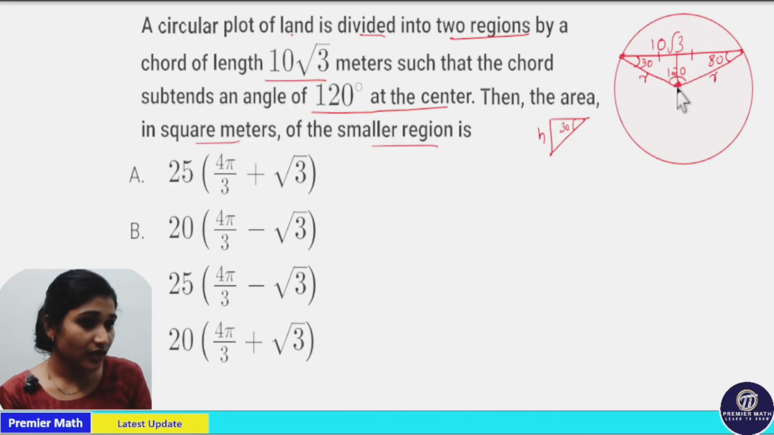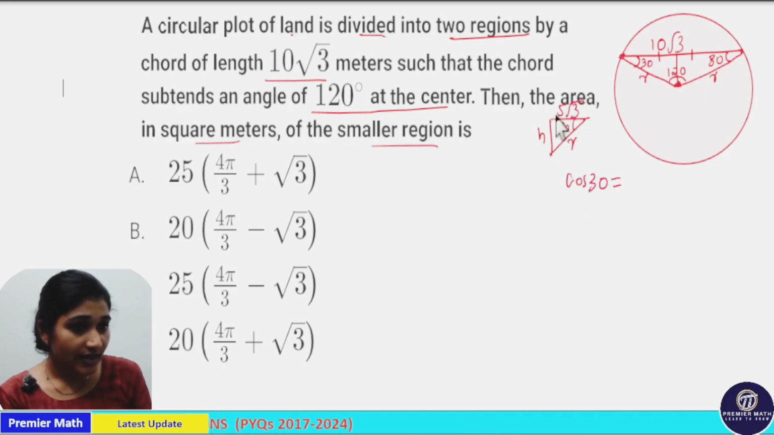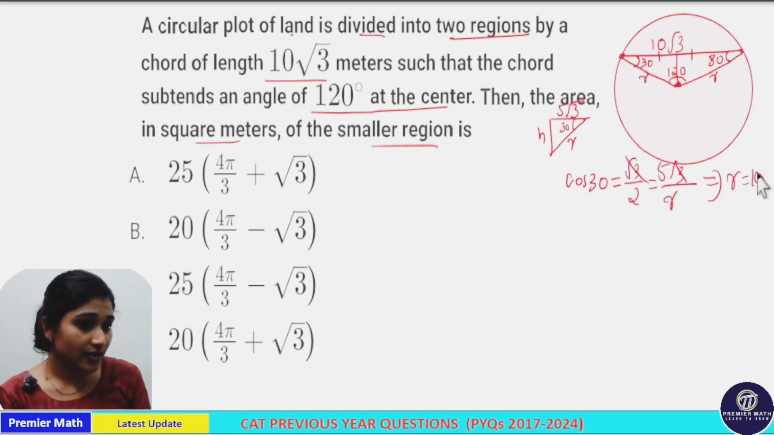This is the center of the circle. So this altitude divides this base into two equal parts, which means this is 5 root 3, and this is also 5 root 3. Now this is the radius r. From this, cos 30 is equal to adjacent side by hypotenuse. That is, cos 30 is root 3 by 2, which is equal to 5 root 3 divided by r. Now root 3 and root 3 cancel, so r is equal to 10.